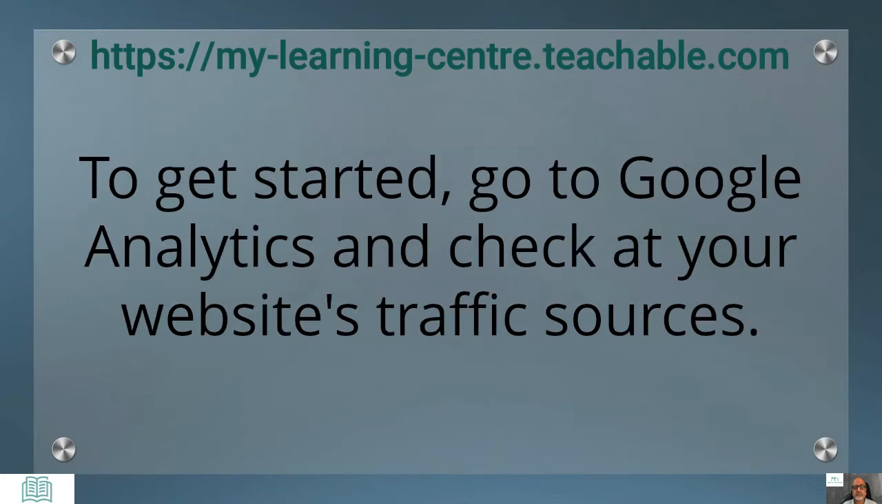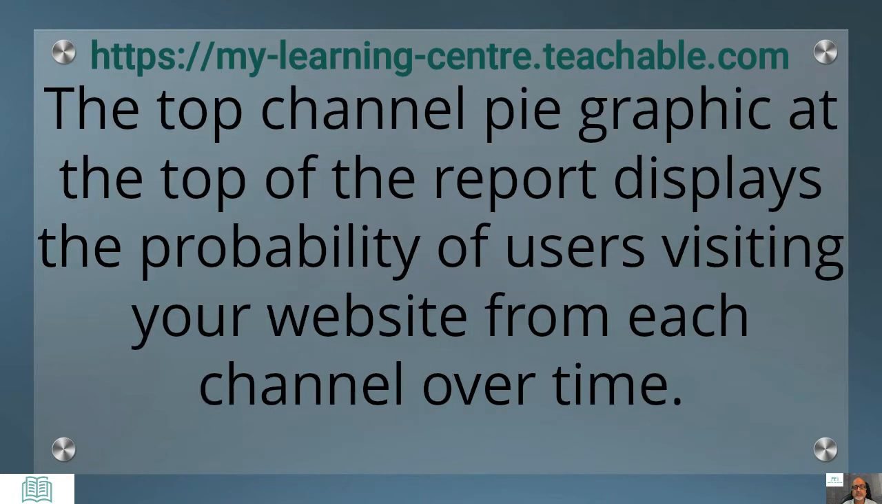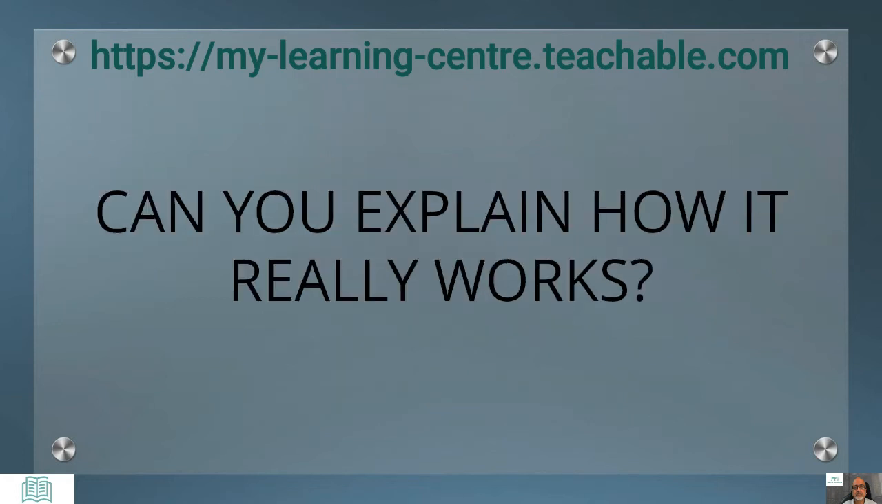To get started, go to Google Analytics and check out your website's traffic sources. In the Reports menu, on the left side of the dashboard, choose Acquisition, then Overview. The top channel pie graphic at the top of the report displays the probability of users visiting your website from each channel over time. Can you explain how it really works?